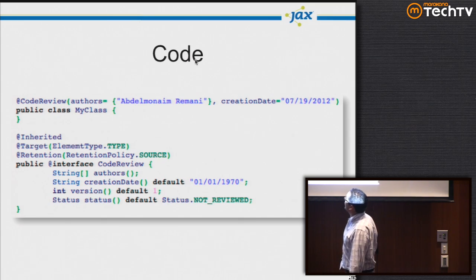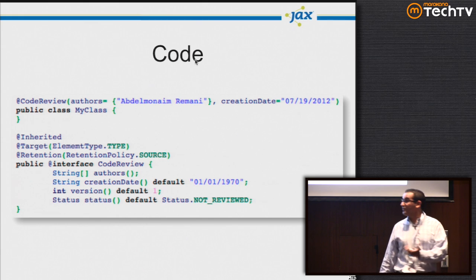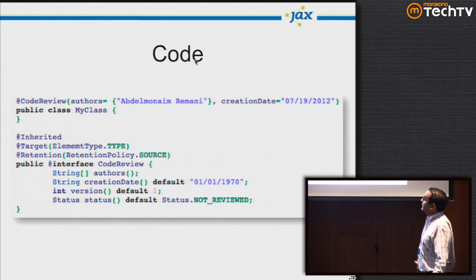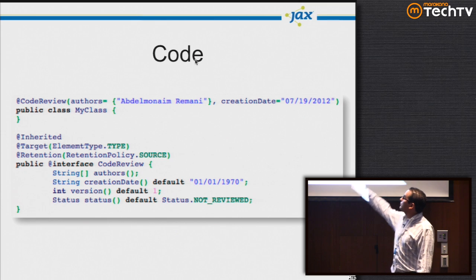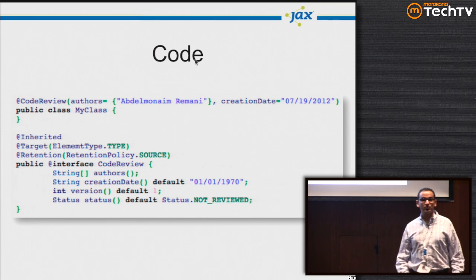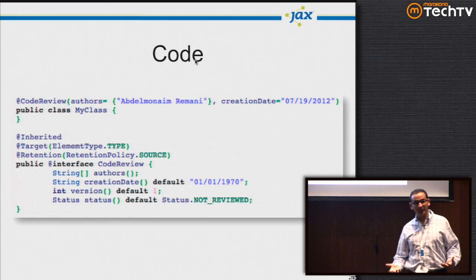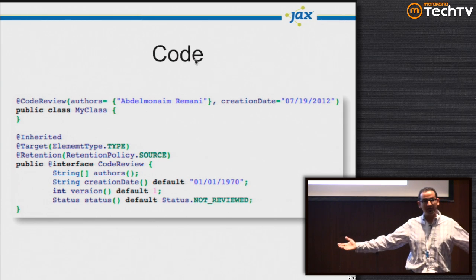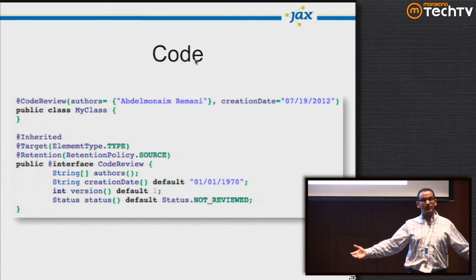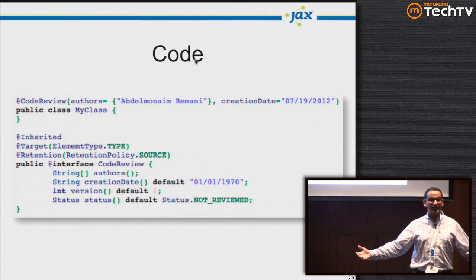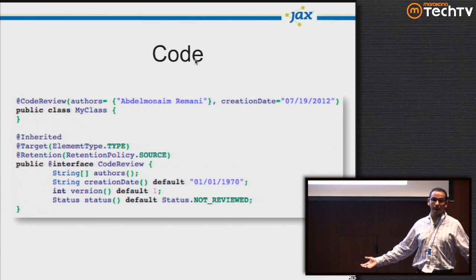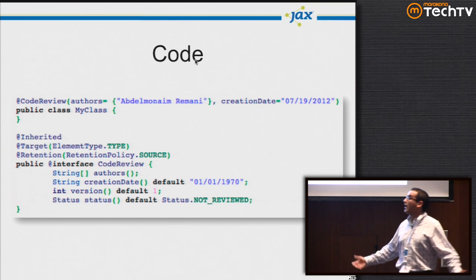Next slide. So this is a piece of code. Can you guys see it okay? This is an annotation called @CodeReview. What we want to do is build a tool that goes and scans our entire source code and detects and is able to tell us whether all the methods or all the classes within our source code went under review or not.